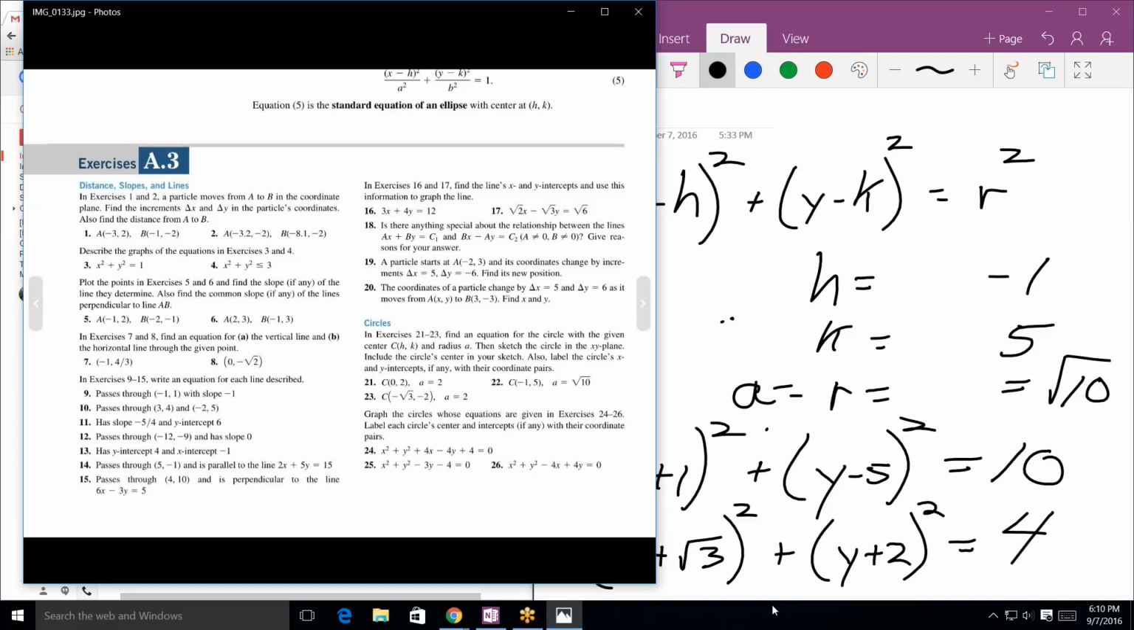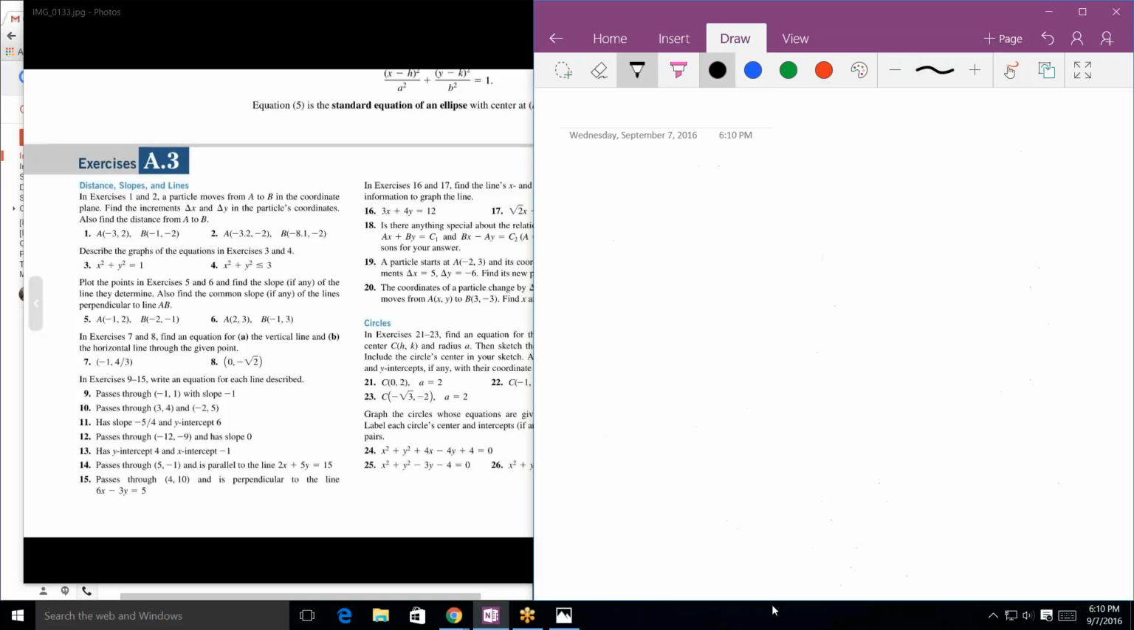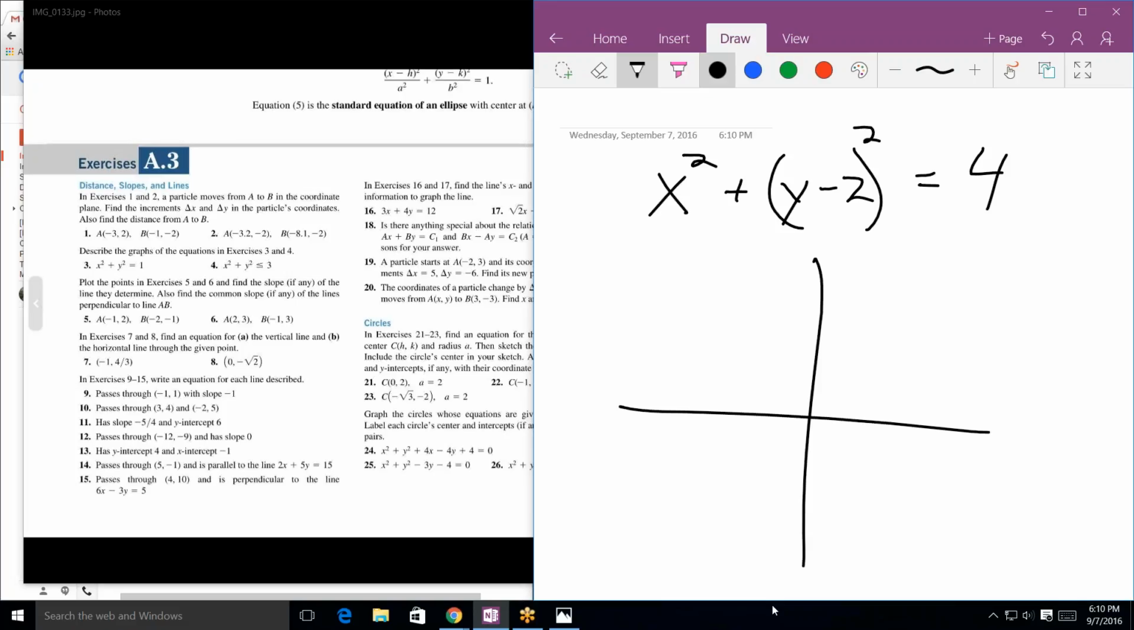All right, let's go back to this first one, which was x squared plus the quantity (y minus 2) squared equals 4. So how do I graph that? Where do I start?